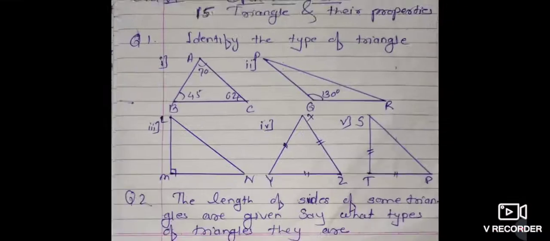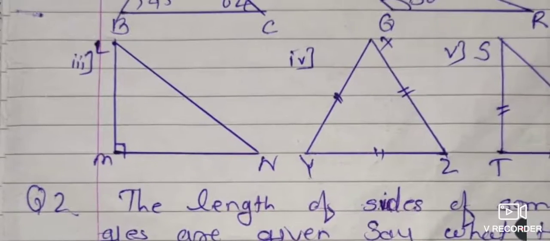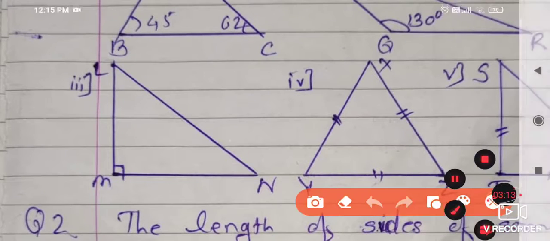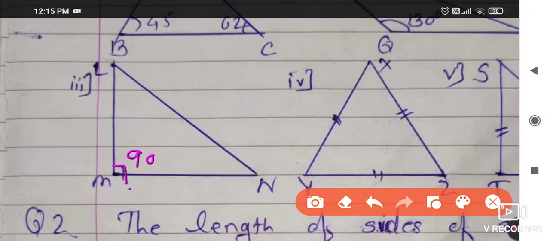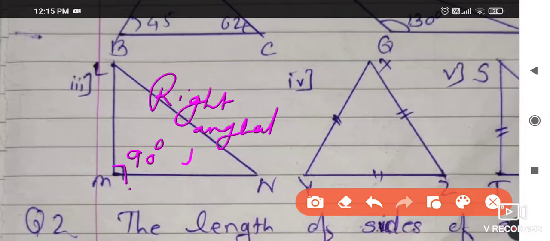Then next, the triangle LMN is there. In triangle LMN, angle LMN is how much? Here this sign is shown to you, and the meaning of this sign is 90 degree, and that's why triangle LMN is a right angle triangle. So these 3 triangles we identified according to their angles which are given to us.